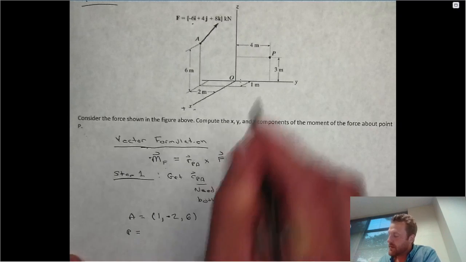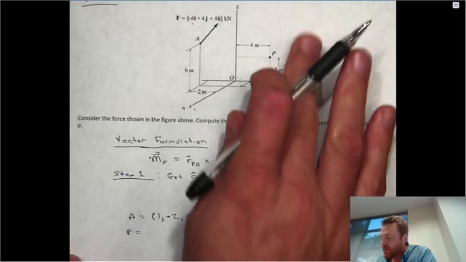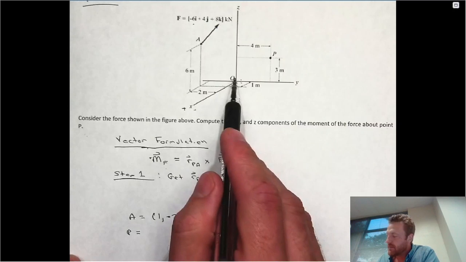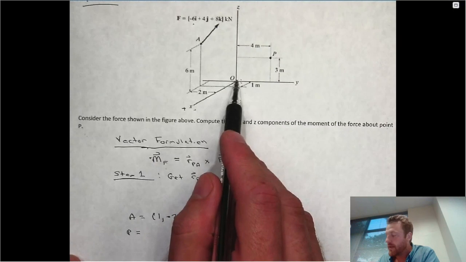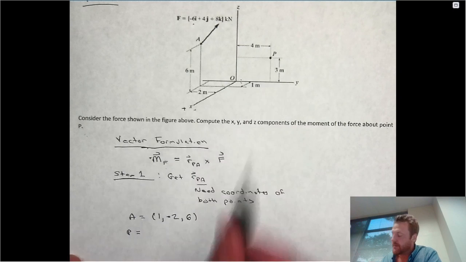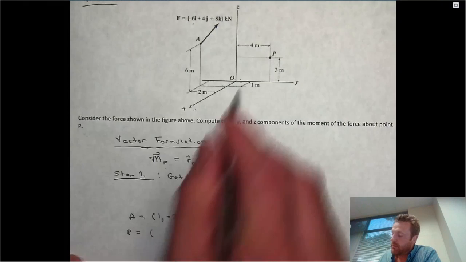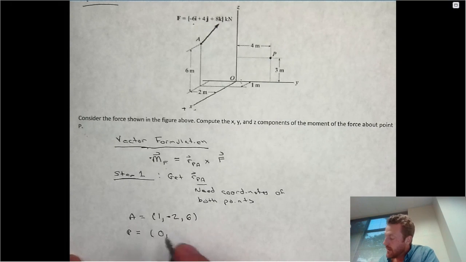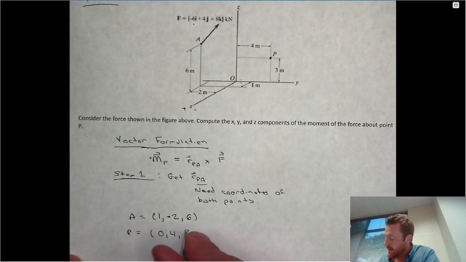In a similar fashion, the coordinates of P are, if you notice, purely in the yz plane, so there is no displacement in x. We're just going to leave x equals 0, and then we'll move in the y direction 4 units, and we'll move up 3 units in z. So the coordinates of point P are 0x, and then 4y, and then 3z.